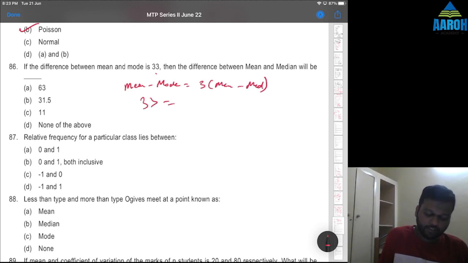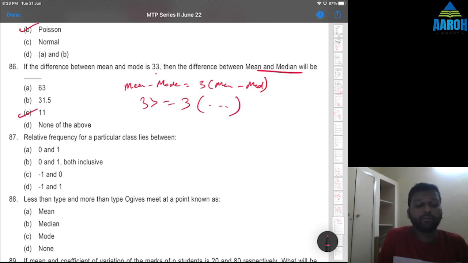So 33 is equal to 3 times of this part, so that part is 11. So difference between mean and median is 11, option C for 86.